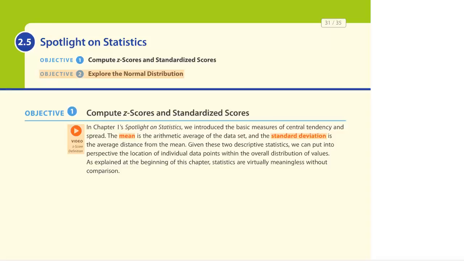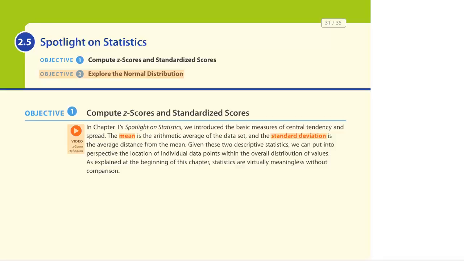Welcome to our second spotlight on statistics. This one, we're going to discuss z-scores, standardized scores, which are basically just a form of z-scores, and then we're going to look a little bit at the normal distribution, which is basically the most common distribution we have, and that's where z-scores come from. They're on the normal distribution.